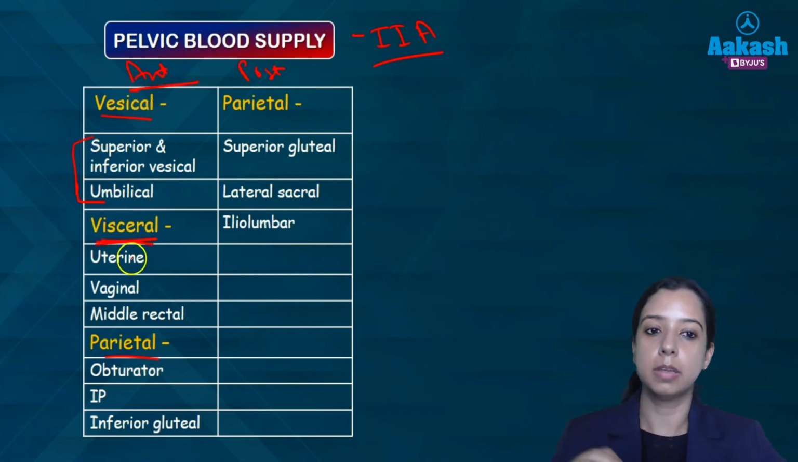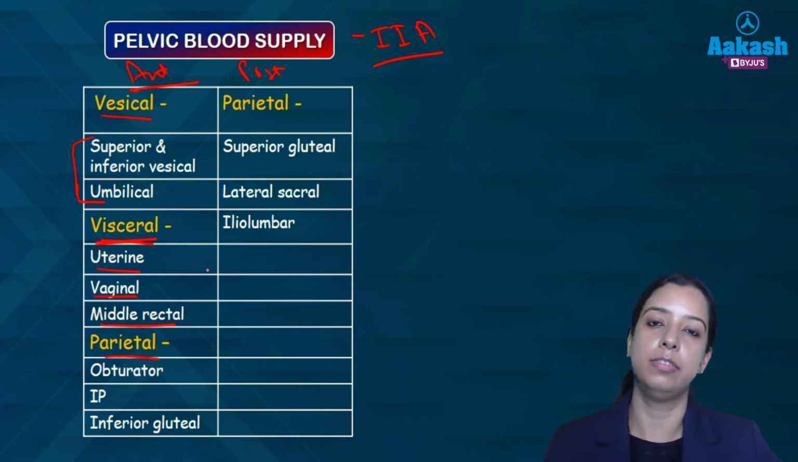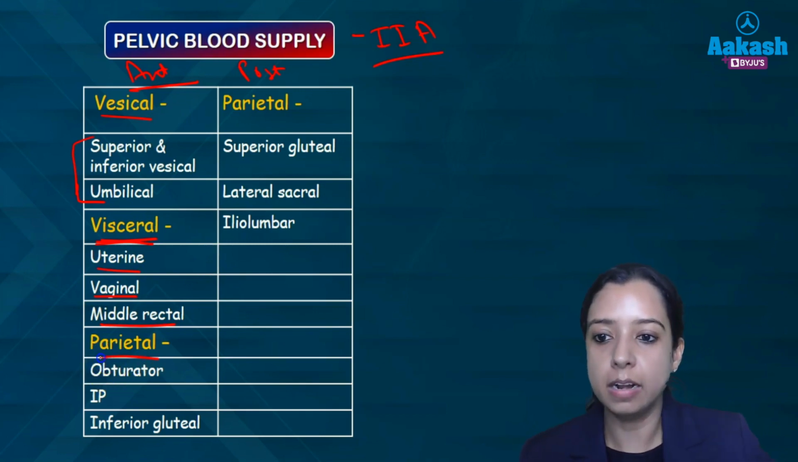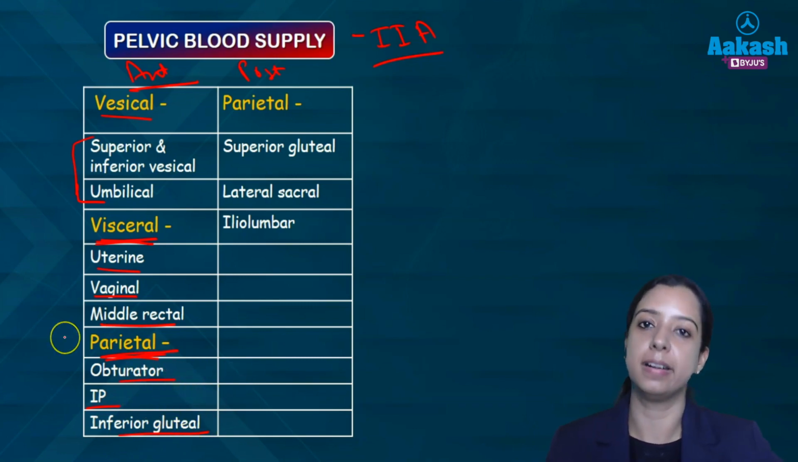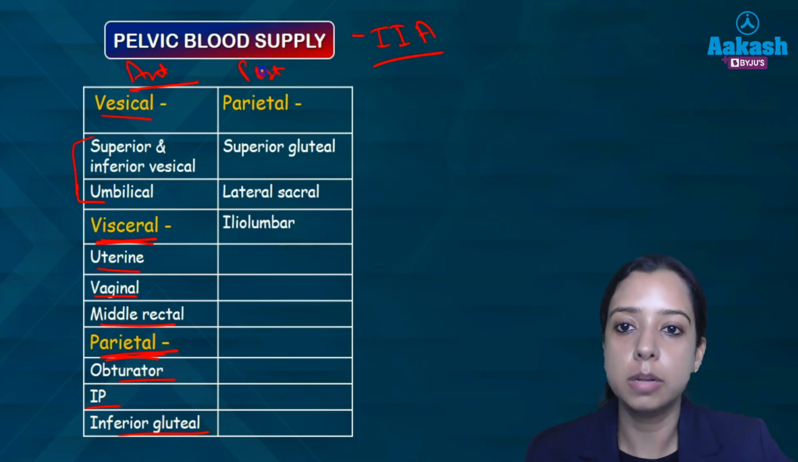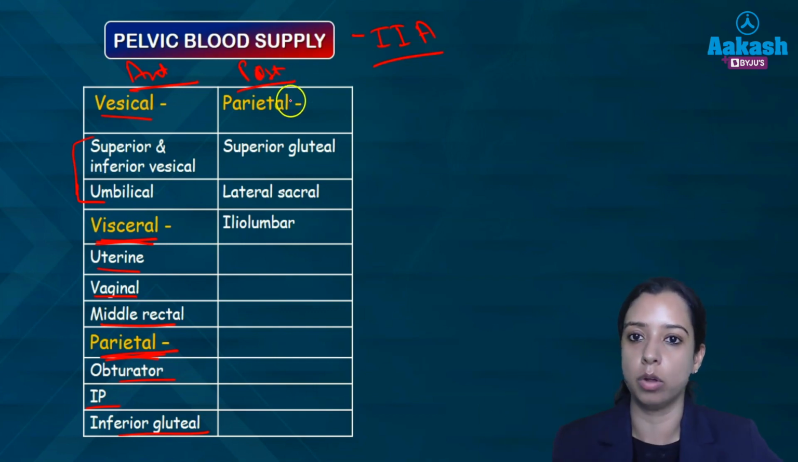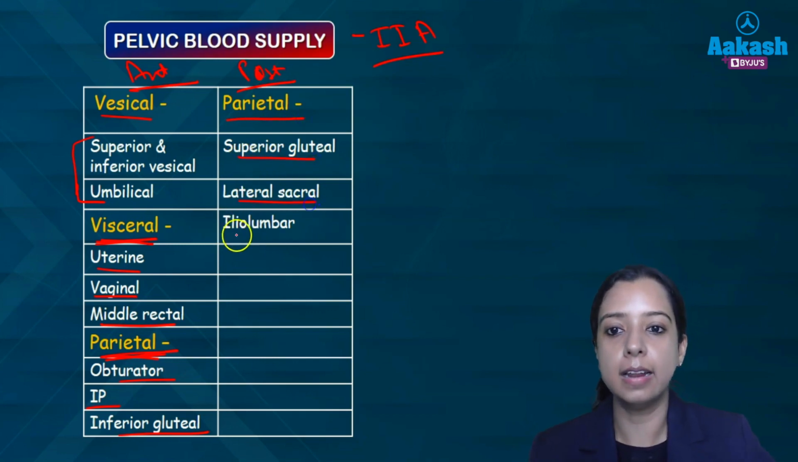Visceral means providing supply to your viscera: uterine, vaginal and middle rectal. Which viscera? Which are lying in the pelvis: uterus, vagina and rectum. Parietal means to the body wall. What is there? Obturator, internal pudendal, inferior gluteal. These are the parietal branches. If you talk of posterior branches, it has only 3 branches and provide blood supply only to the pelvic walls. So, parietal branches only: superior gluteal, lateral sacral and iliolumbar.